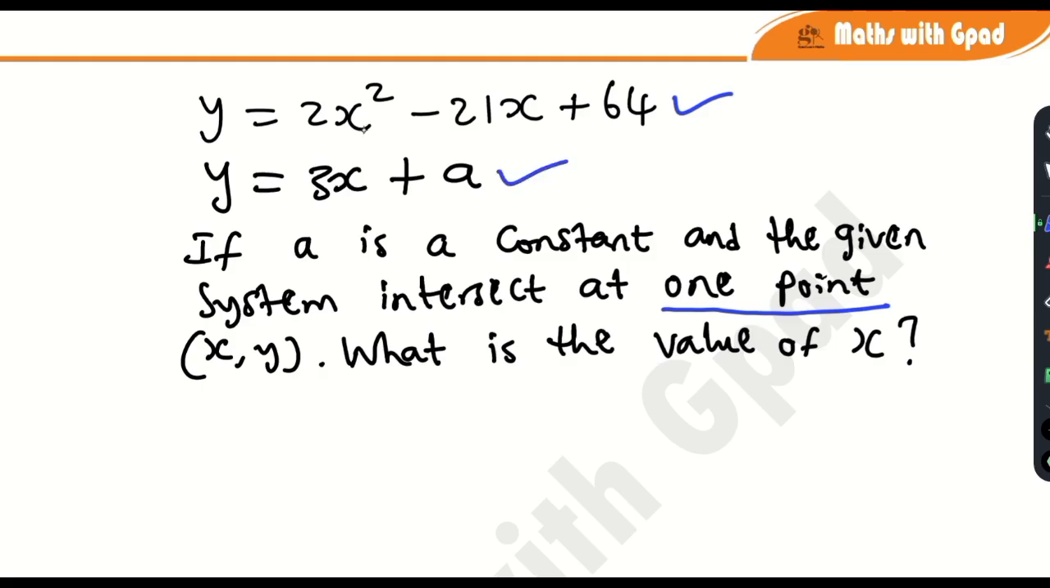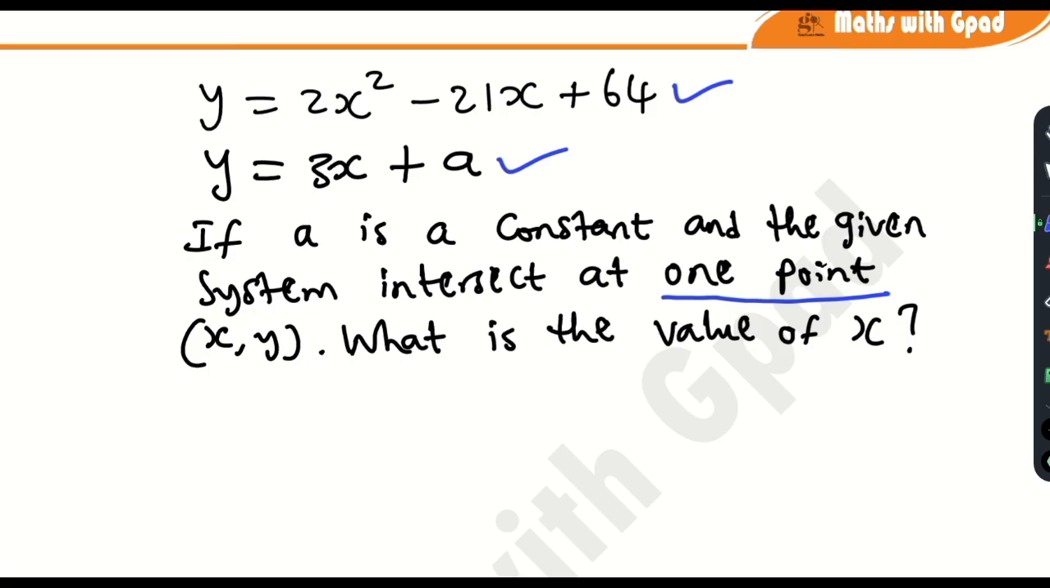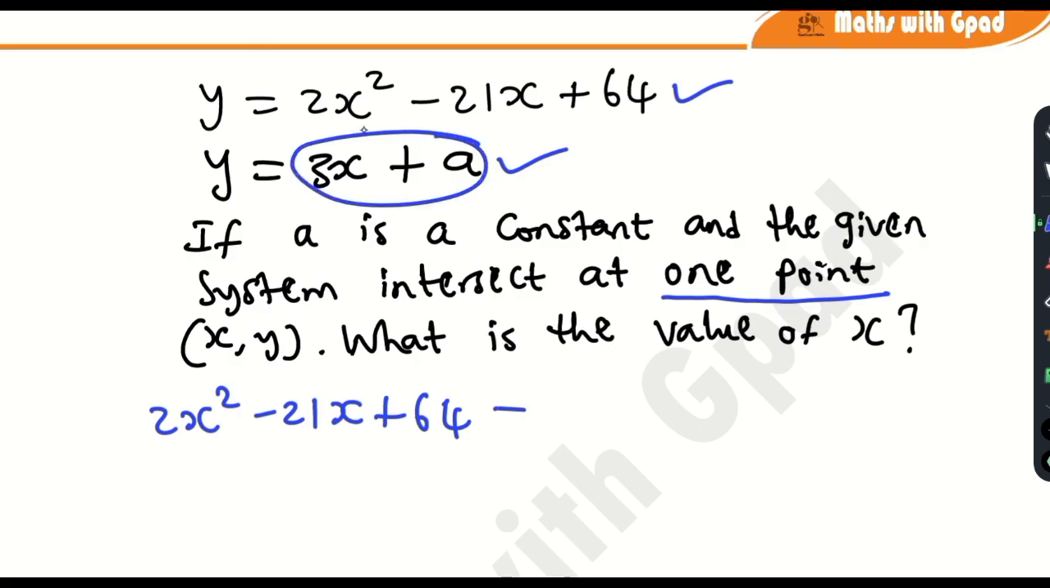If they intersect at one point, it means that these two equations would be equal at that particular point. So if y is equal to 2x squared minus 21x plus 64, and y again is equal to 3x plus a, we have to equate both equations. So that's going to be 2x squared minus 21x plus 64, equal to this second equation, which is 3x plus a.